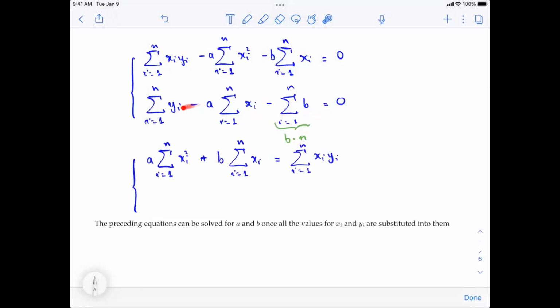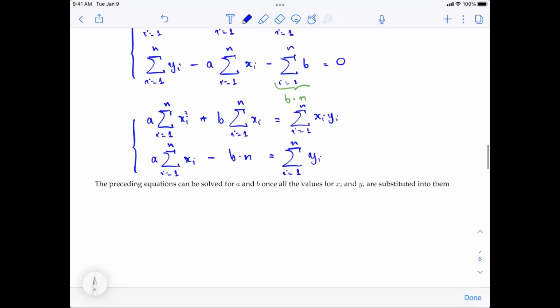Now you rearrange the second equation by moving this term to the right hand side as well. You get, and then multiply by -1 across, a times the summation for i going from 1 to n of x_i plus b times n equal to the summation for i going from 1 to n of y_i. And then from these two equations, you can actually solve for the explicit formula for a and b. And that's as much as I want to show for the derivation.